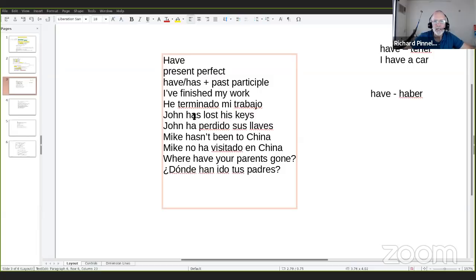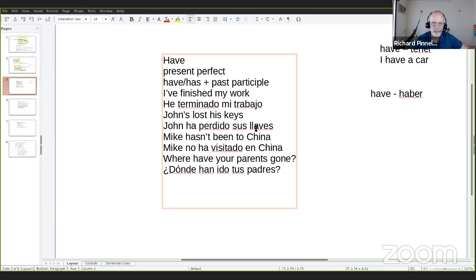John has lost his keys. También podemos poner la contracción aquí and say John's lost his keys. Entonces es como en el español. Juan ha perdido sus llaves. Es la misma regla. Es como algo que pasa en el pasado como un resultado en este momento. John has lost his keys y ya no tiene esas llaves en este momento.